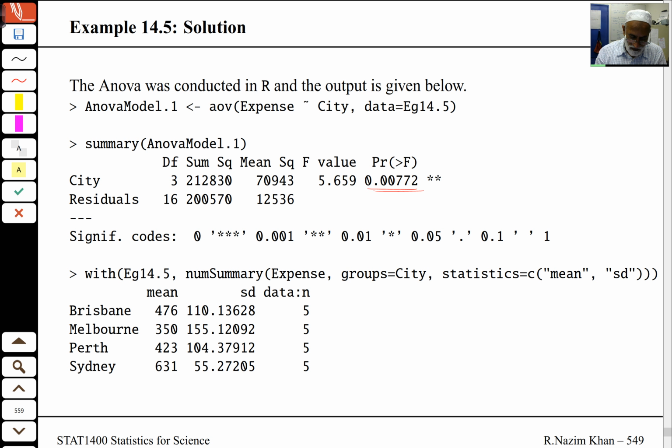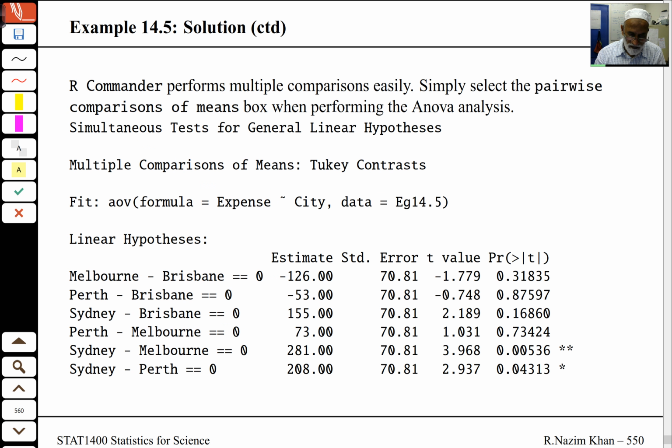You can see here that the lowest mean is Melbourne, then Perth, and then Brisbane, and then Sydney. But these are just the actual means. I don't know if these means are significantly different or not. So if I perform the Tukey-Kramer procedure, and R does this for you, it gives you multiple comparisons. What it does give you is a p-value.